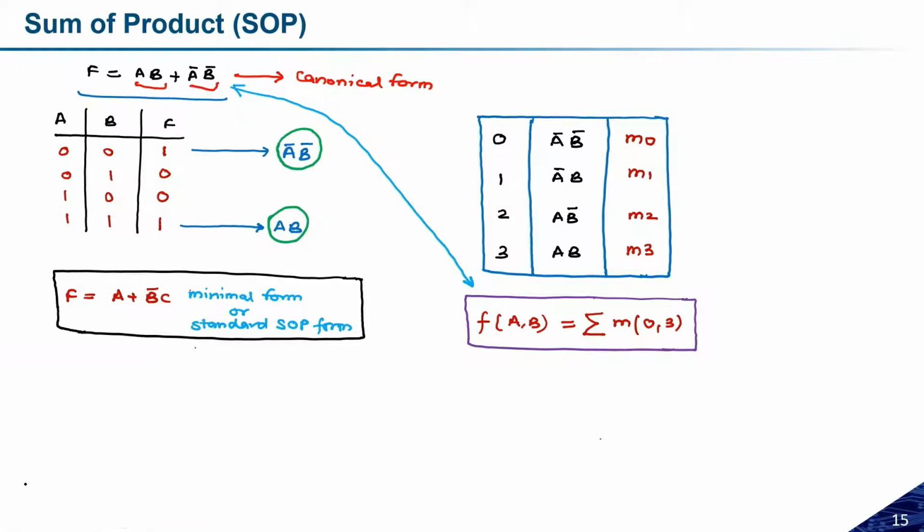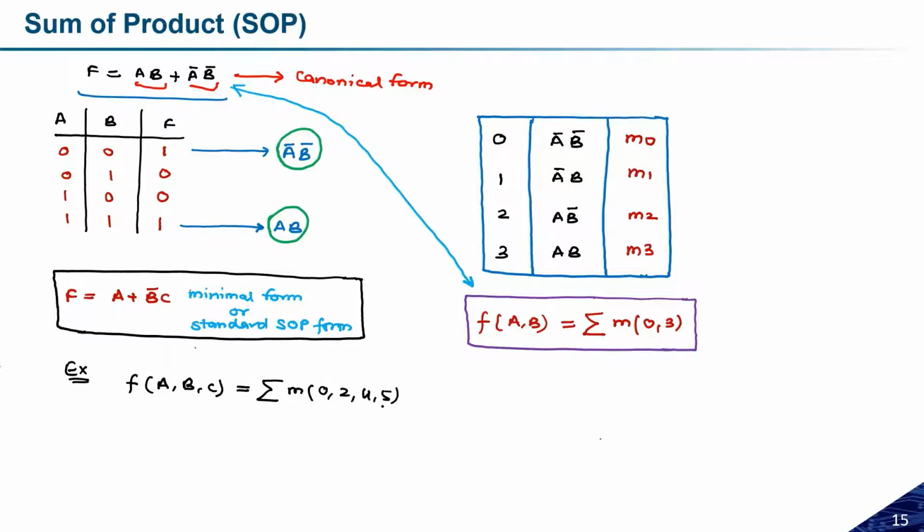Suppose I have a function of a, b, and c, and the expression is given as a summation of min terms. Let us assume 0, 2, 4, and 5. So let us assume I have an expression something like that: F(A, B, C) is equal to summation of m(0, 2, 4, 5).